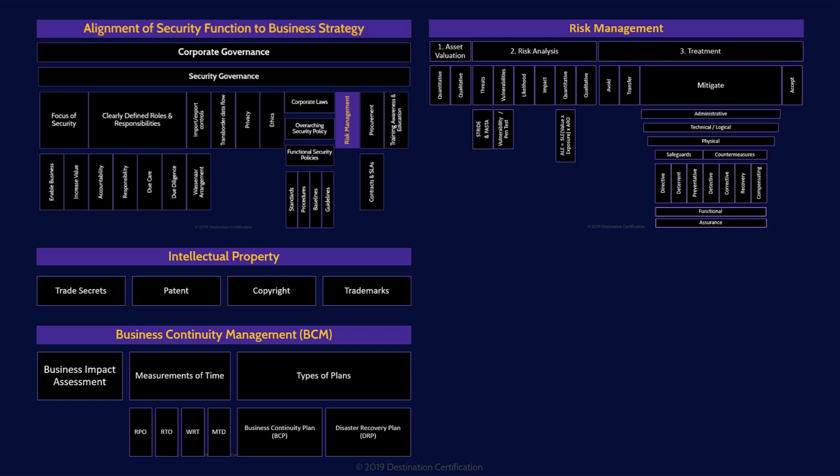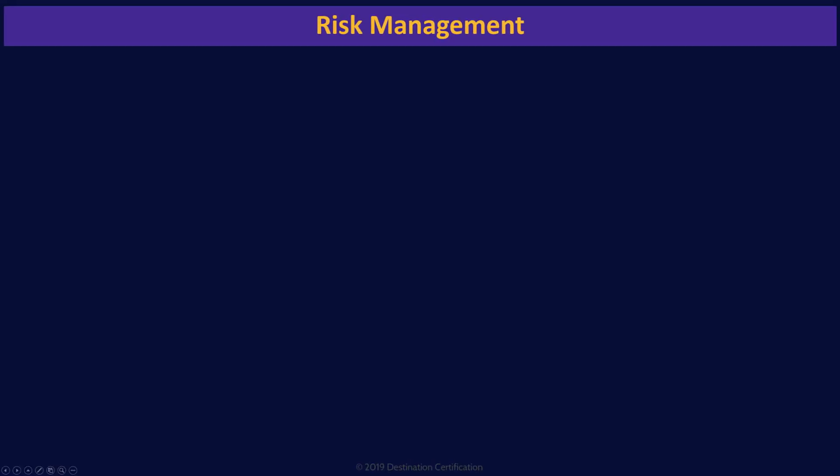Okay, now let's look at risk management. And risk management consists of three major components. The first of which is asset valuation. Now, asset valuation is the process through which the organization identifies tangible or intangible assets and sorts them from greatest value to the organization to least value.